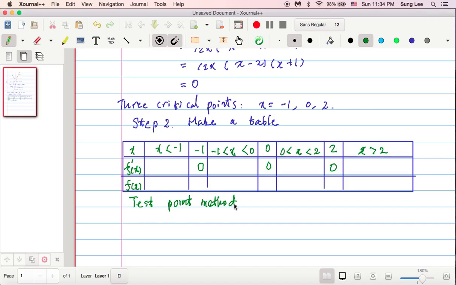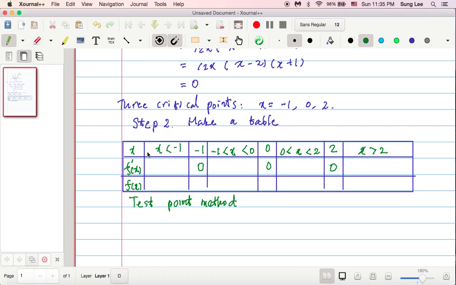Okay, so here's how the method works. There's no humanly possible way you can examine the sign of f prime of x for all the x values less than -1, because there are infinitely many points. But don't worry, we don't have to. All you have to do is just pick one test point and then check the sign of f prime of x.